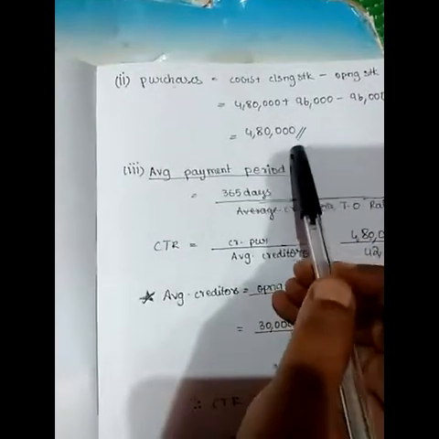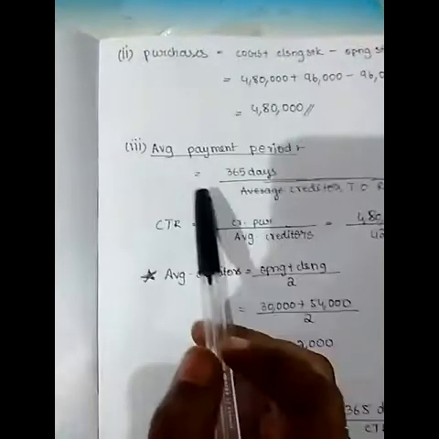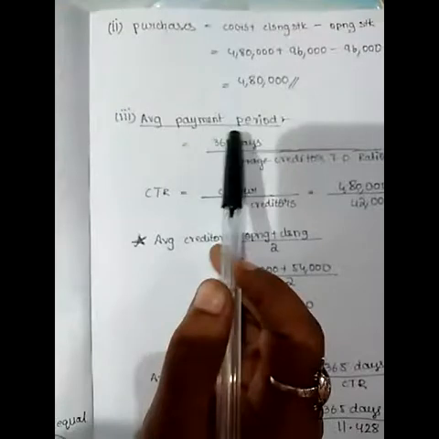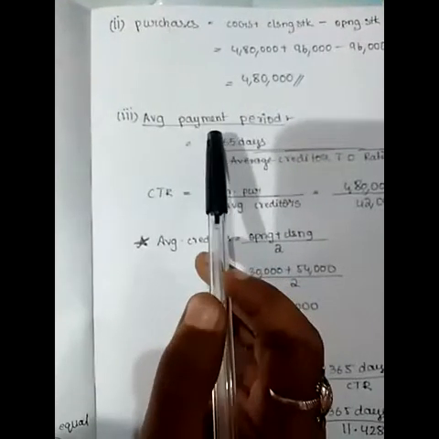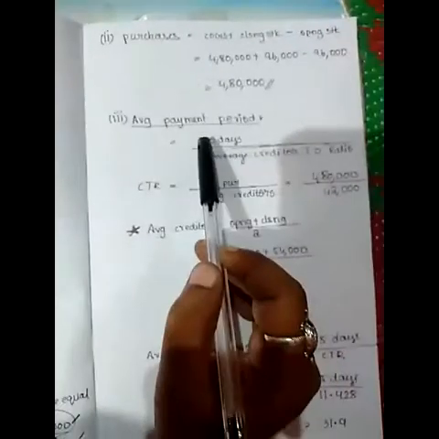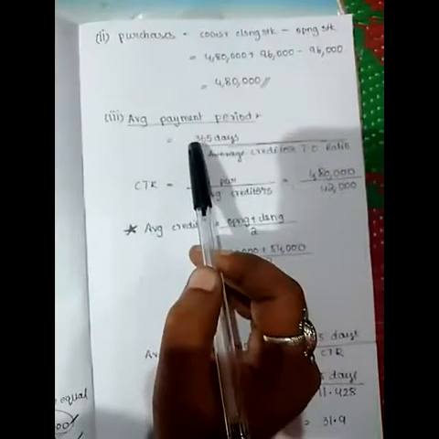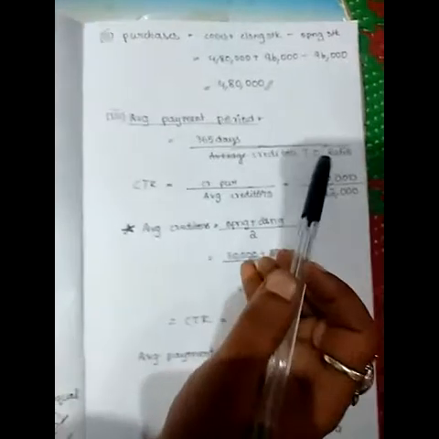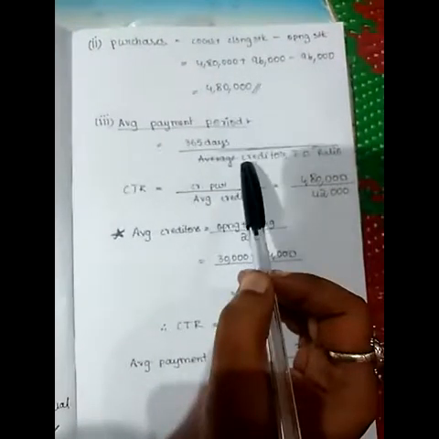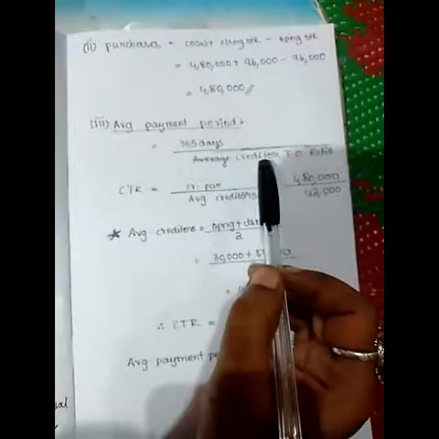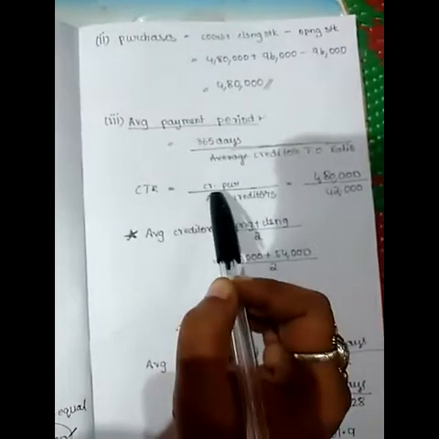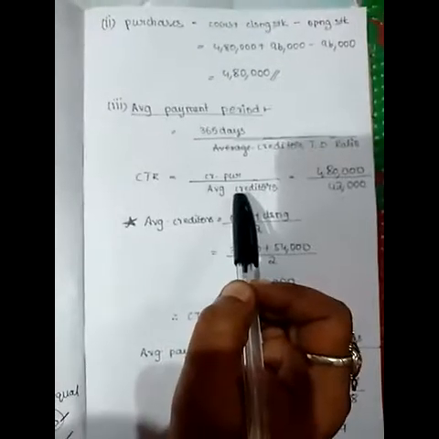Okay. And average payment period. యావరేజ్ పేమెంట్ పీరియడ్ అంటే నేను ఎన్ని డేస్ లో క్రెడిటర్స్ కి అమౌంట్ పే చేయాలి. So the formula for average payment period is 365 days divided by creditors turnover ratio. So first we have to calculate creditors turnover ratio. Creditors turnover ratio is credit purchases divided by average creditors.